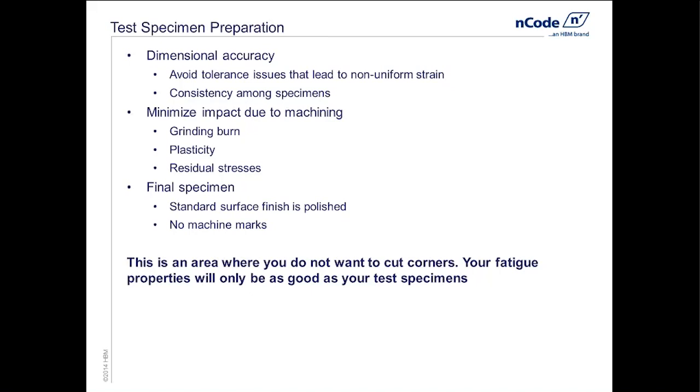Also, for the final specimen, we typically want the baseline curve specimens to be polished. What we mean by that is we want the surface to be removed of any machine marks, scratches that would basically be initiation sites for cracks. This is one place you do not want to try to cut corners. The specimen manufacture is probably maybe around $100 a piece, but the quality of these specimens is going to completely drive the quality of the fatigue curve that we create.